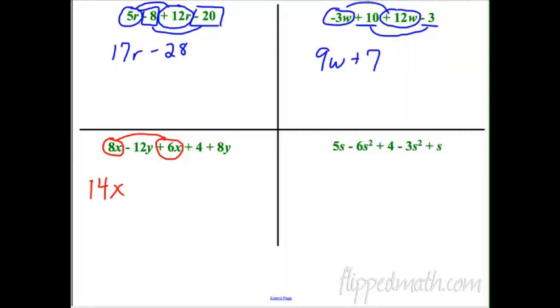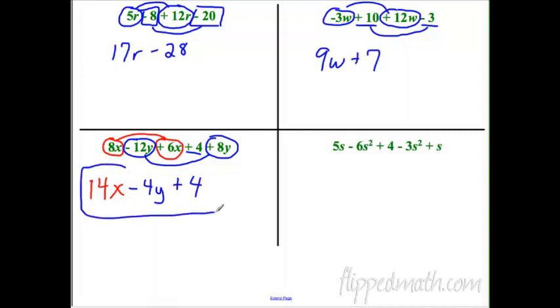Now go to my Y's. I'll change colors here. This will be a nice color-coded one. I've got minus 12Y. Are there any more Y's out there? Aha, at the very end, I've got plus 8Y. So let's bring those together. What is minus 12Y plus 8Y? Minus 4Y. So you've got to be careful with your signs here. And then what's left over? He has no friends, no one to add to or subtract to. He's just plus 4, so we'll put him at the end. Plus 4. This is your final answer. 14x minus 4y plus 4.